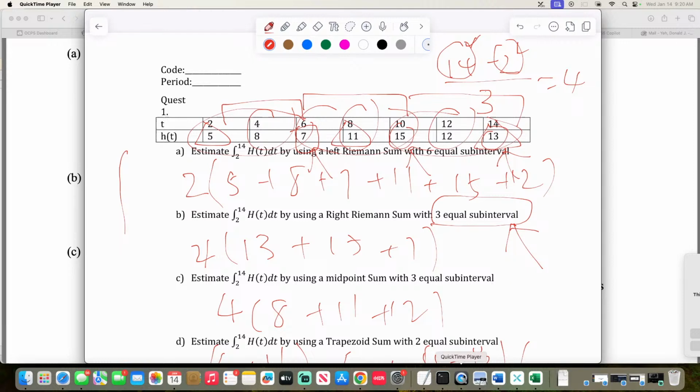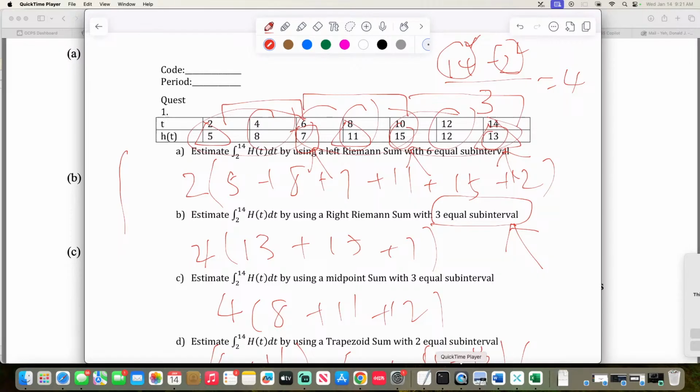And for the midpoint, I don't use right or left. I use right between the left and right. So I use the 8, 11, and 12. I use it between 2 and 6, and 6 and 10, and 10 and 14, which is x value 4, 8, and 12. Does that make sense? Because it's 3.